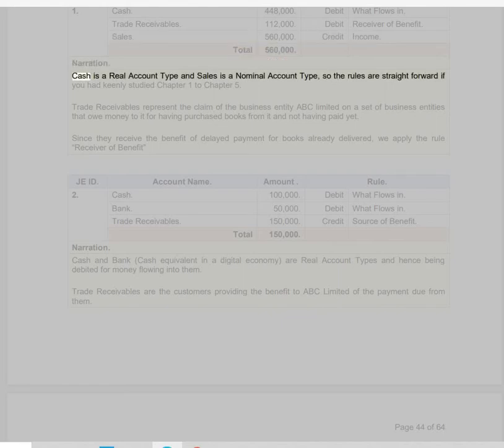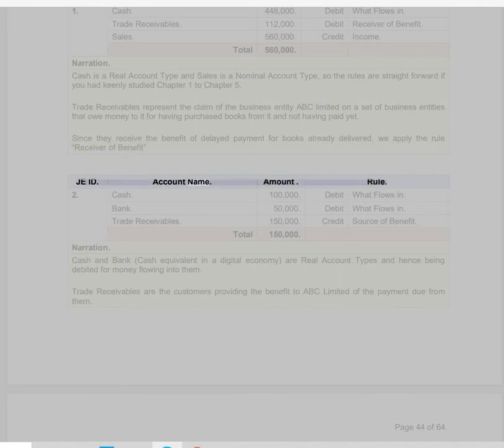Narration. Cash is a real account type and sales is a nominal account type, so the rules are straightforward if you had keenly studied Chapter 1 to Chapter 5. Trade receivables represent the claim of the business entity ABC Limited on a set of business entities that owe money to it for having purchased books from it and not having paid yet. Since they receive the benefit of delayed payment for books already delivered, we apply the rule receiver of benefit.